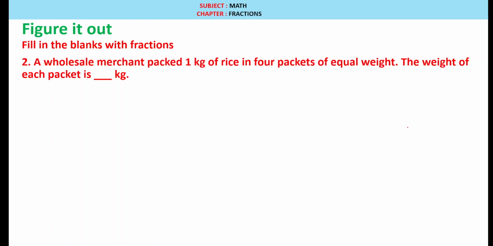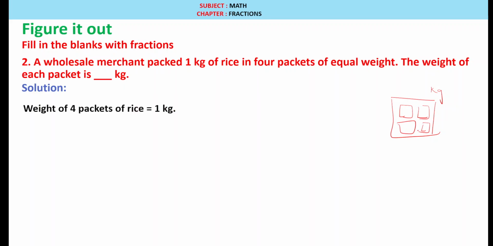Second question, fill in the blanks with a fraction. A wholesale merchant packed 1 kg of rice in 4 packets of equal weight. So this 1 kg is packed into these 4 equal parts. These 4 packets together become this 1 kg. Now how much should we consider for each packet? So the weight of 4 packets of rice will be equal to 1 kg. Now 1 packet of rice will be equal to 1 divided by 4.